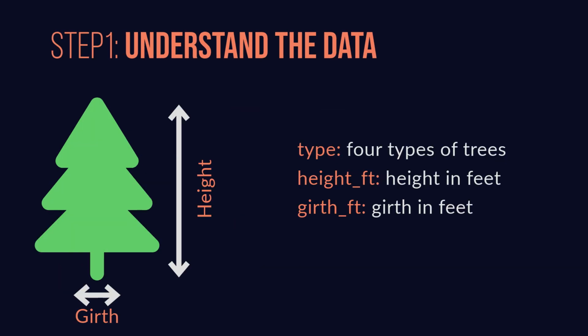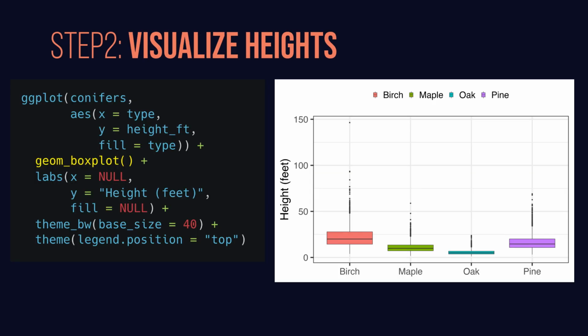The first step is understanding the data. This step we have already completed previously. We have seen that the conifers data contains 3 types of variables. Type contains 4 different species of conifer trees, namely oak, maple, pine, and birch, their heights in feet, and their girths in feet. Next, we visualize the data.